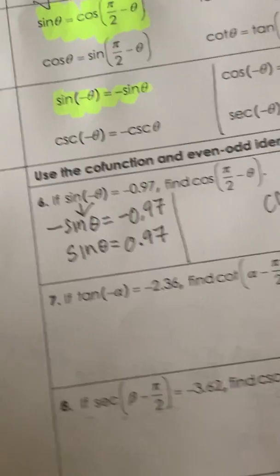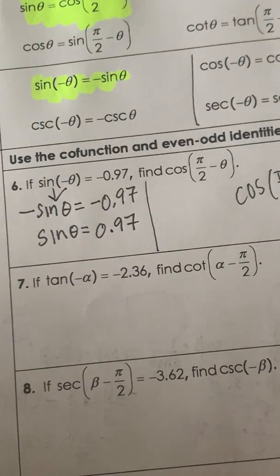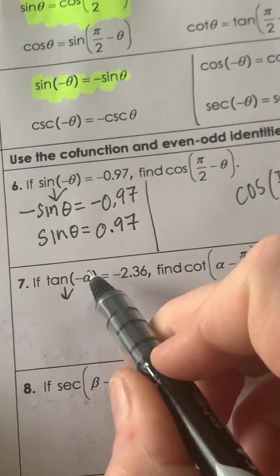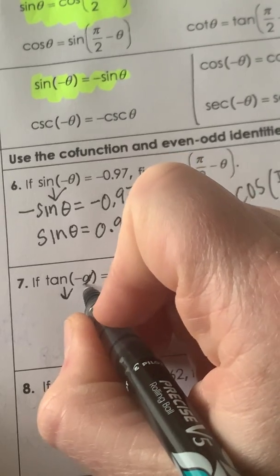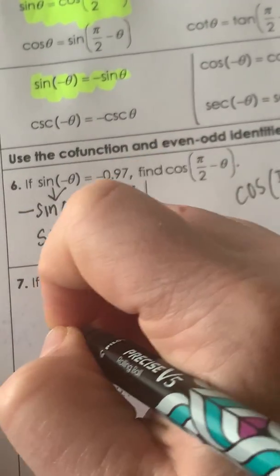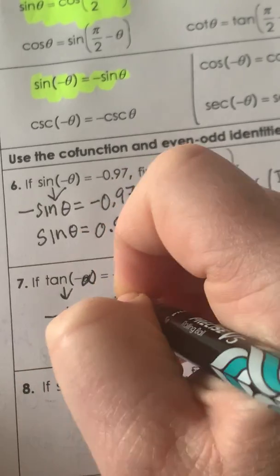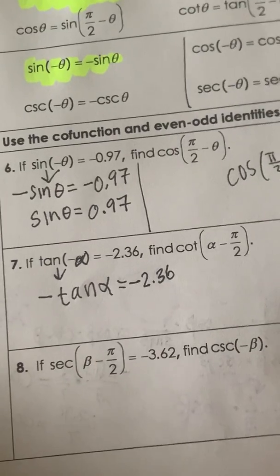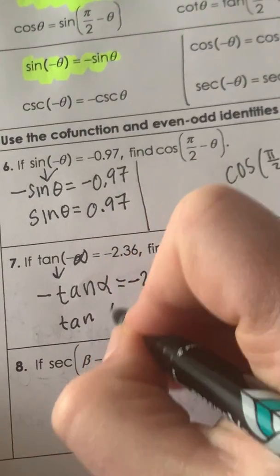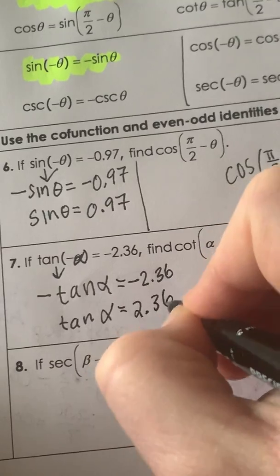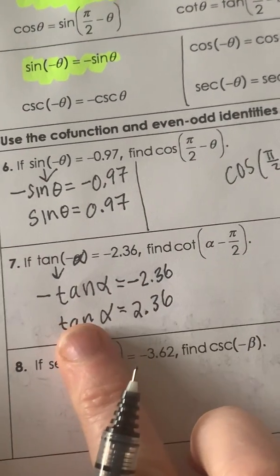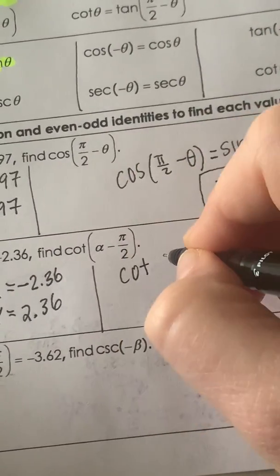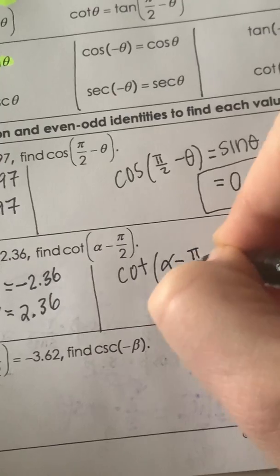Okay, next. Tan negative theta is negative 2.36. So tan negative theta, oh, this is alpha, by the way, not theta, alpha, Greek letters. So this will be negative tan alpha is negative 2.36. If I divide those out, tan alpha is 2.36. So I solved that for tangent, basically because it wants cotangent alpha minus pi over 2 for the answer.